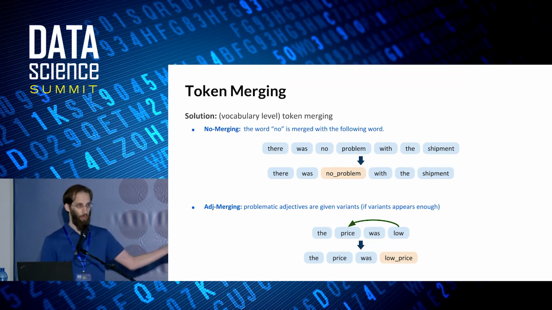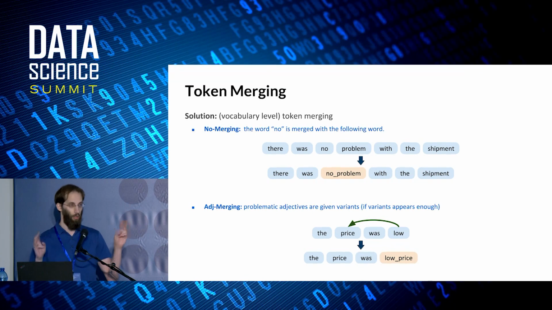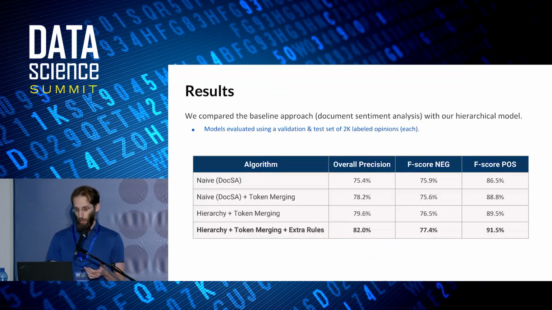Low, which we saw was problematic, we created variants. Whenever we saw low with another noun that it relates to, and it appeared a lot of times, then we didn't merge, we created a variant called low price. So we'd have low price, low quality, and created these variants. What surprised us is that this worked really well. It's not a general solution, obviously, it's more like a patch solution, but it did provide good results.